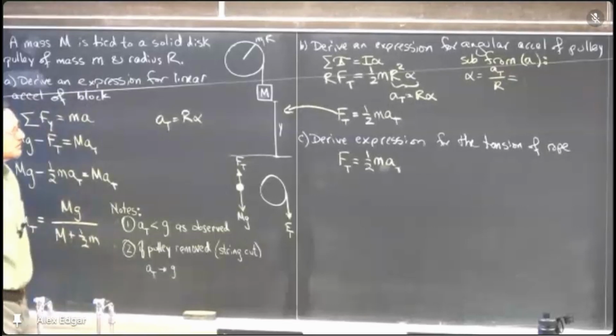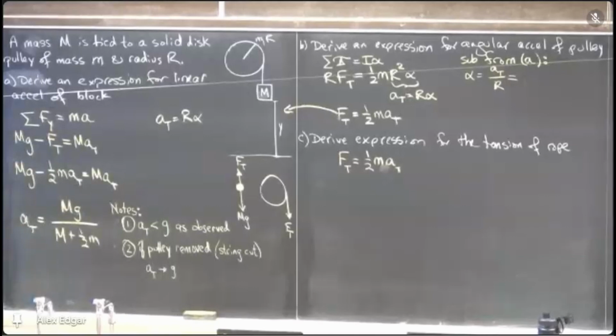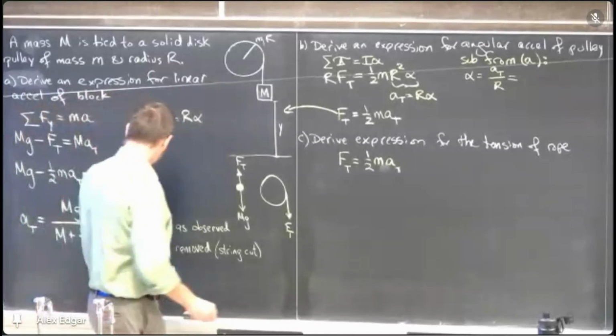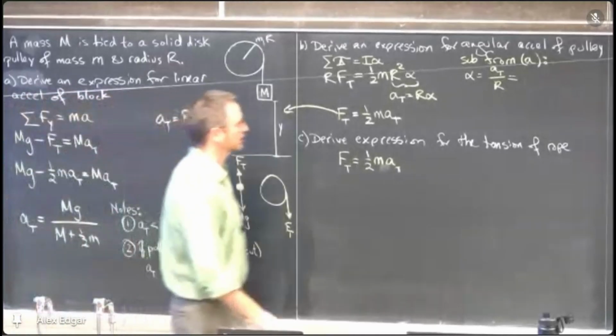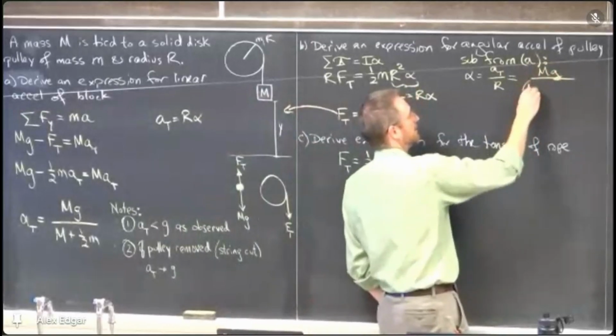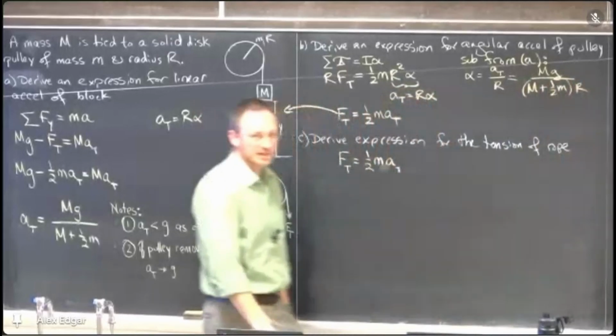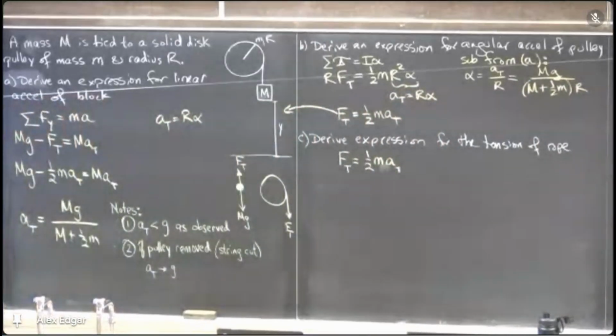All right. B, angular acceleration of the pulley. Well, I have linear acceleration, and they're tied together, and there's no slippage of the string. You don't want string slipping. If the string slips, then we've got other problems, and we'll get to that later, probably after Christmas break. So we're going to take this answer and just divide by r. So we'll have mg over m plus 1/2 m r. There you go. That's the angular acceleration of the pulley.